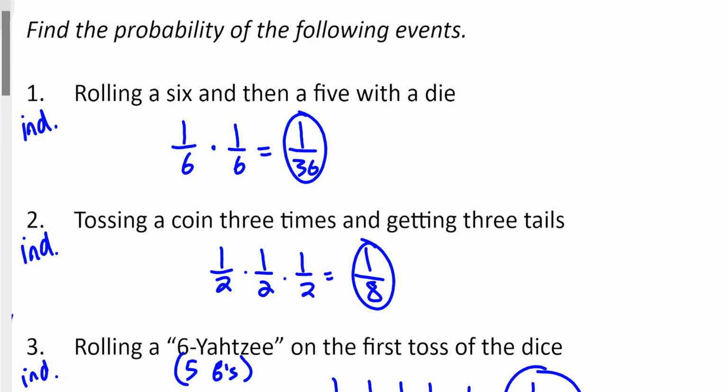1/8, however, is not rare. 1/8 is not less than 5%. So again, 1 divided by 36 is like 0.027.